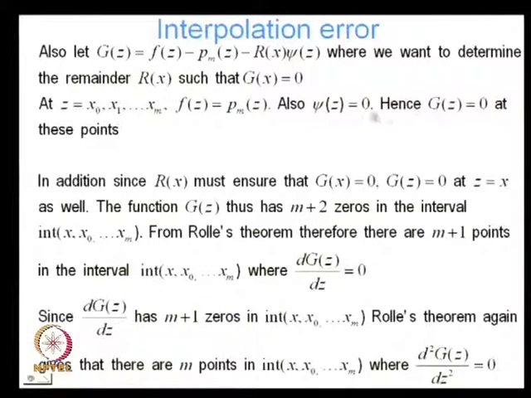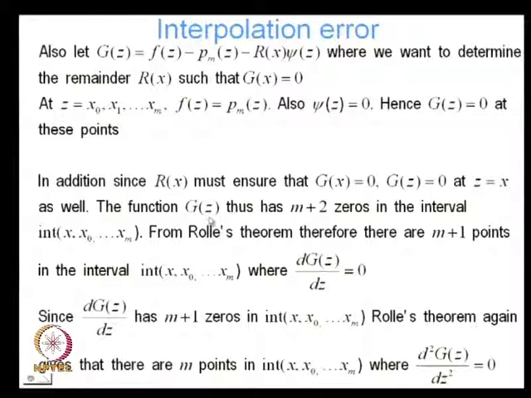So from here I know that g of z is equal to 0 at those m plus 1 points. What are those m plus 1 points? x0, x1, x2 up to xm. So g of z is equal to 0 at those m plus 1 points. G of z is also 0 at z equal to x, because that is how I am going to choose r of x. So basically g of z is equal to 0 at m plus 2 points. And what are those m plus 2 points? x0, x1 through xm plus the point x. So the function g of z has m plus 2 zeros in the interval containing x0 through xm.